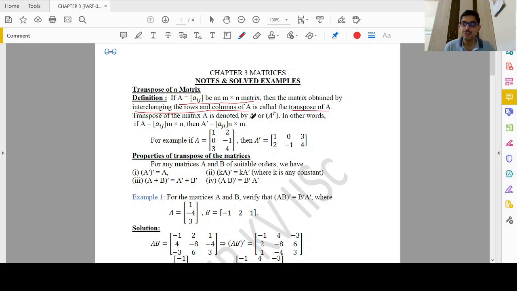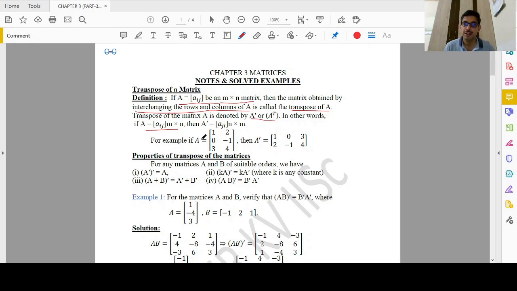The transpose is denoted by A dash or A T. That is, if A is Aij, an m by n matrix, then A dash is equal to Aji, an n by m matrix. That means whichever are the rows in A will become columns of A dash.